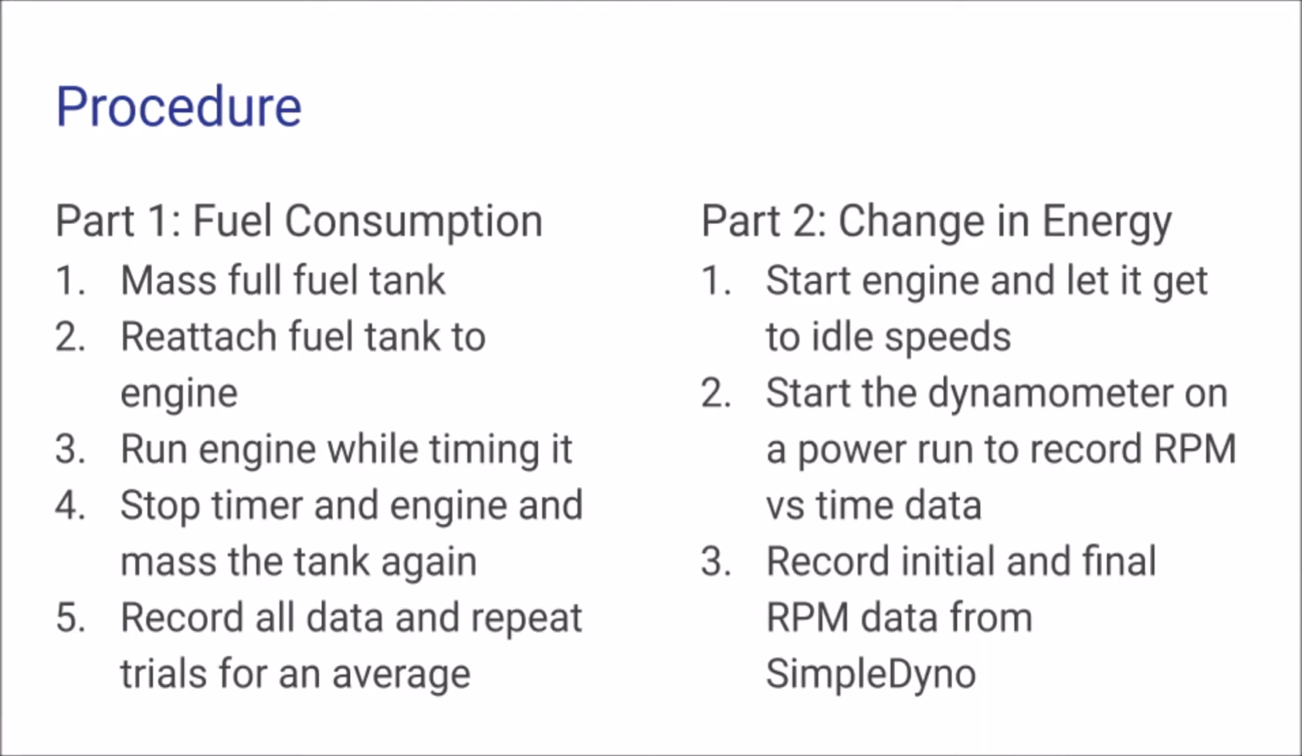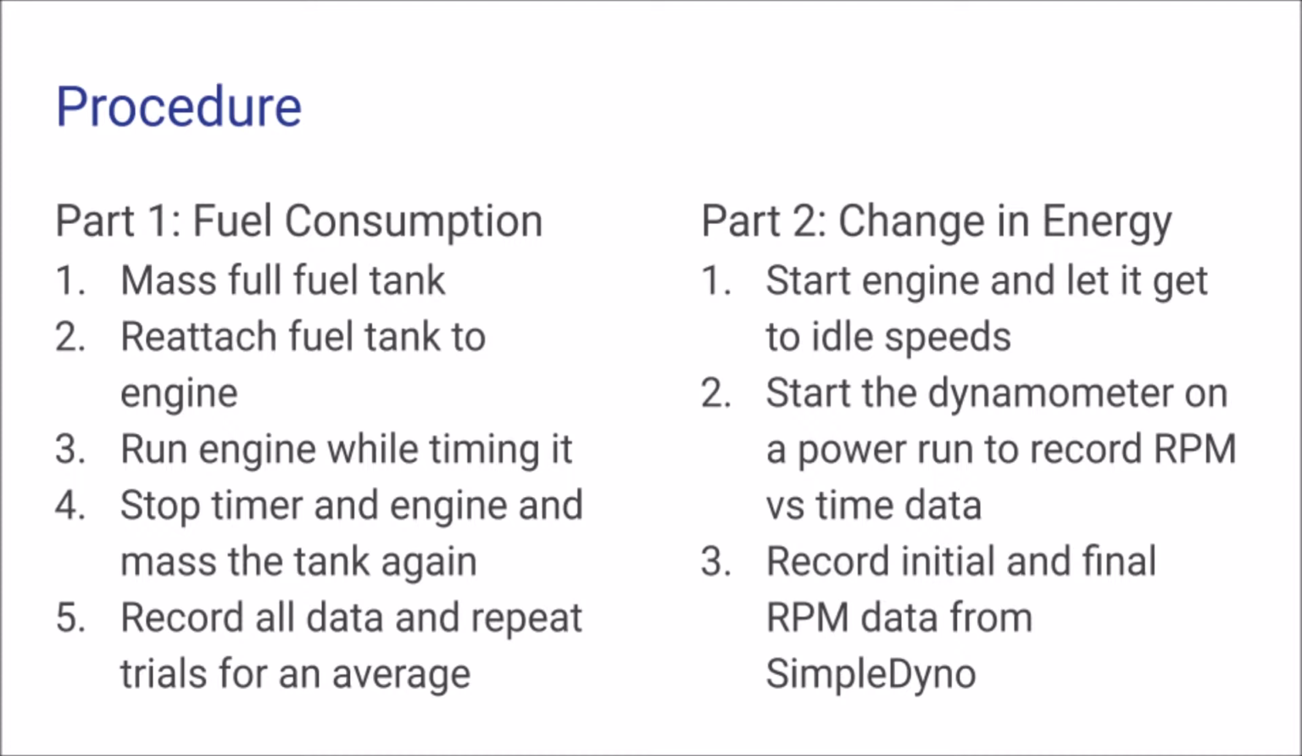Our procedure for gathering the data was very simple. The process consisted of two major parts. The first part was to determine the fuel usage of the engine. To do this, we first massed the fuel container that was full of fuel. This container was then reattached to the engine, and the engine was then run for a known amount of time as determined by the stopwatch. The engine and stopwatch were then stopped, the tank weighed, and all the data was recorded. This gives us the fuel usage versus time data.